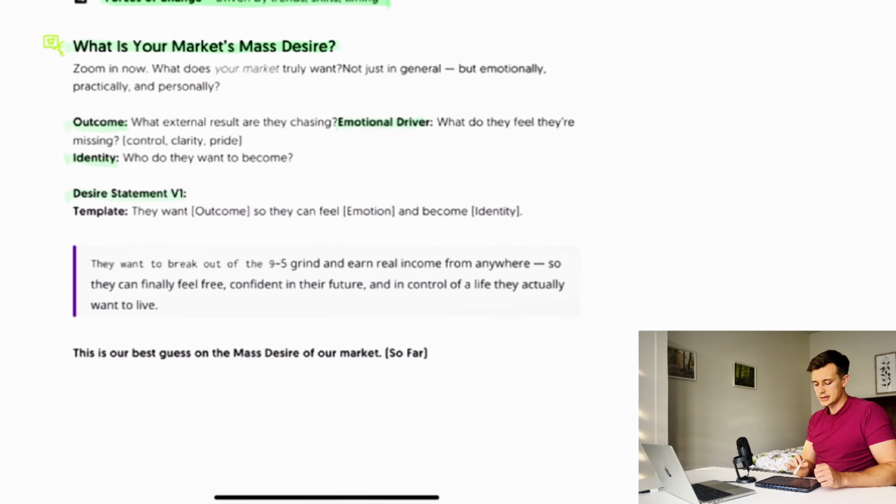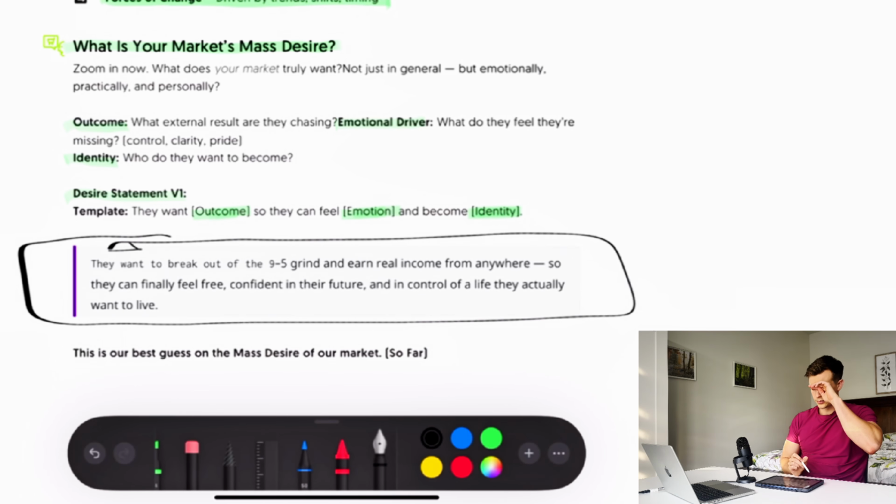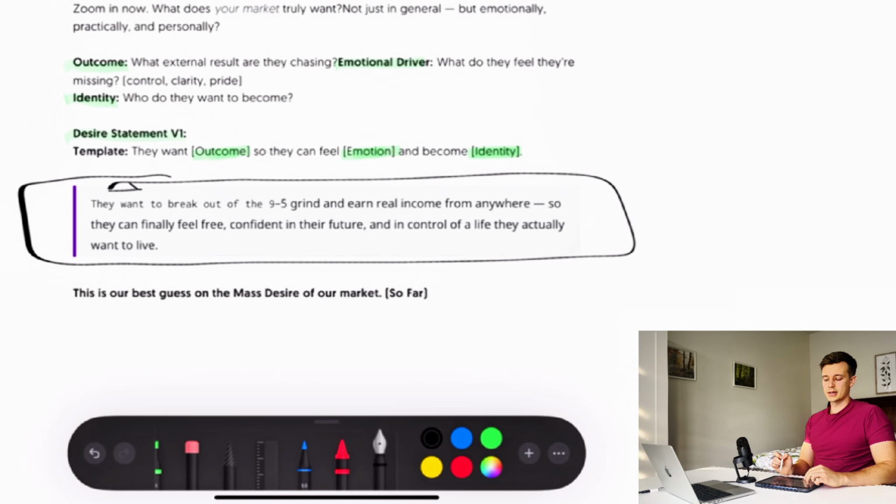Now, let's finish this off with a desire statement. Like the offer statement in the last video, we're going to take the offer statement and the desire statement to start up this framework here. So the template here is going to be: they want outcome, so that they can feel emotions and become identity. Okay, so these three things that I just touched on, this is going to give us an understanding of exactly what people want in our market. Take this example here and break down your desire statement for yourself. And this is going to give us our best guess at the market mass desire.